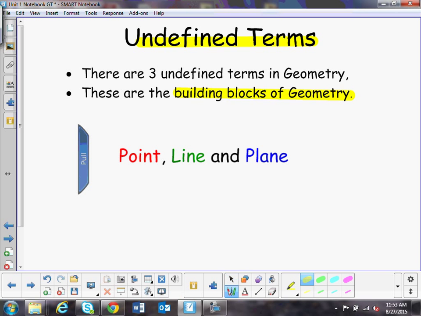So imagine that as a first quiz question. What are the building blocks of geometry? Point, line, and plane. I may ask you, what are the undefined terms of geometry? Point, line, and plane. So the three undefined terms, or building blocks of geometry, are point, line, and plane.